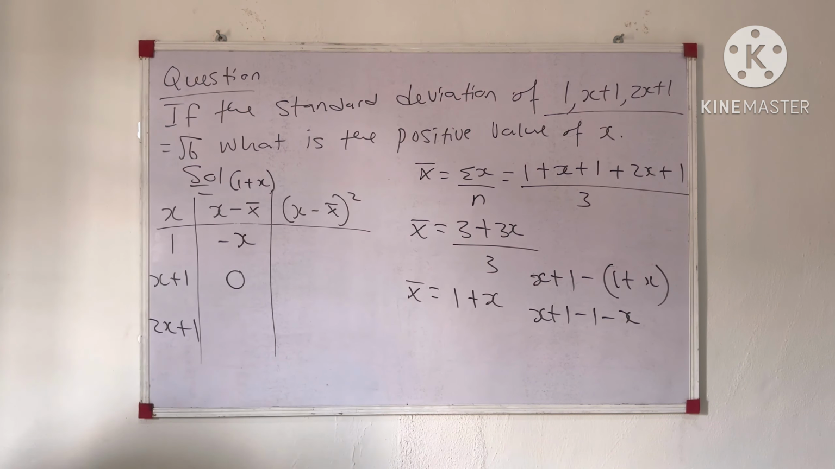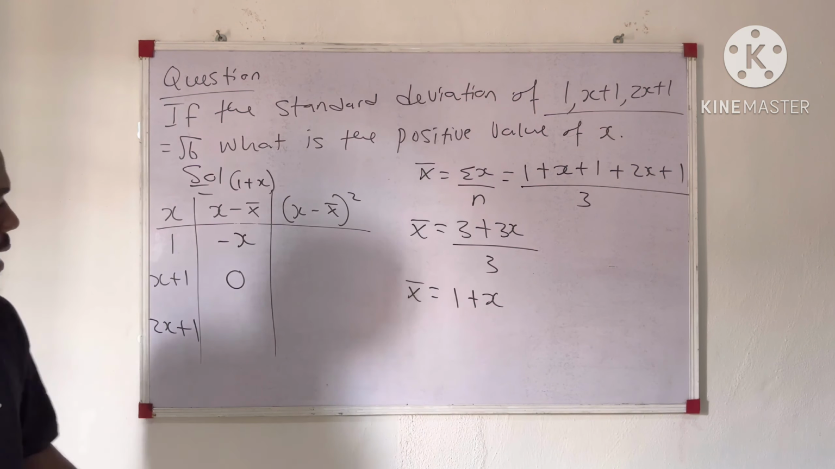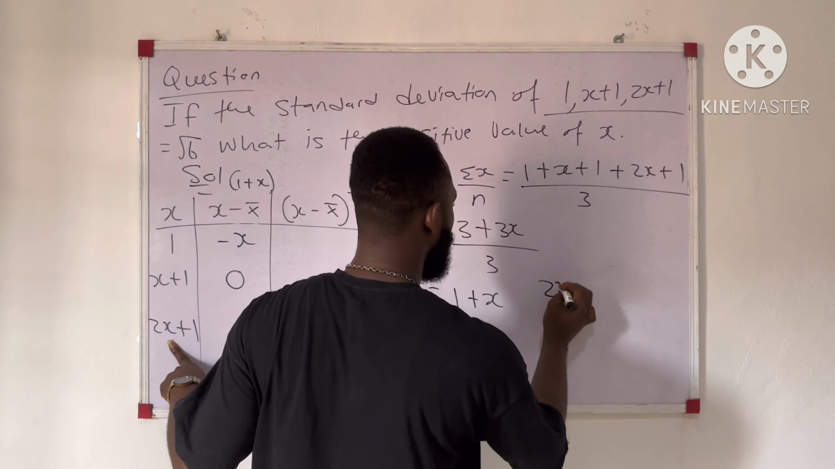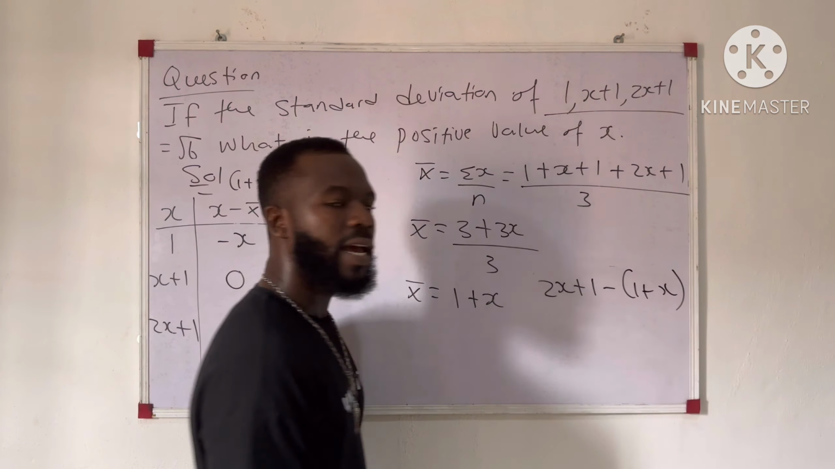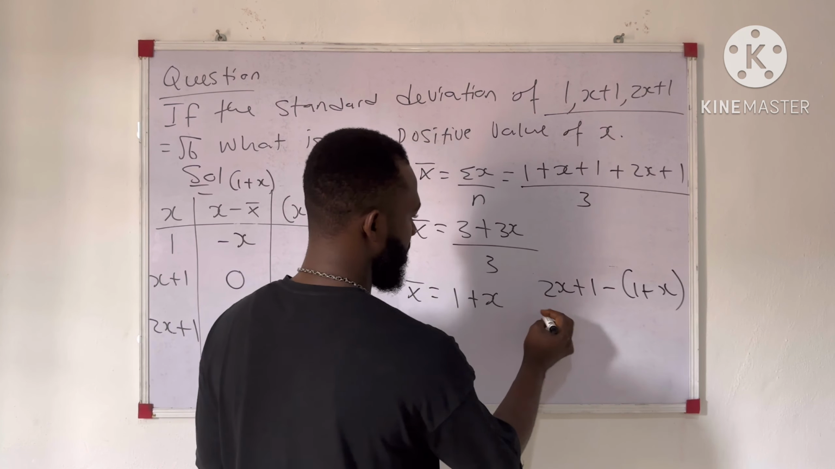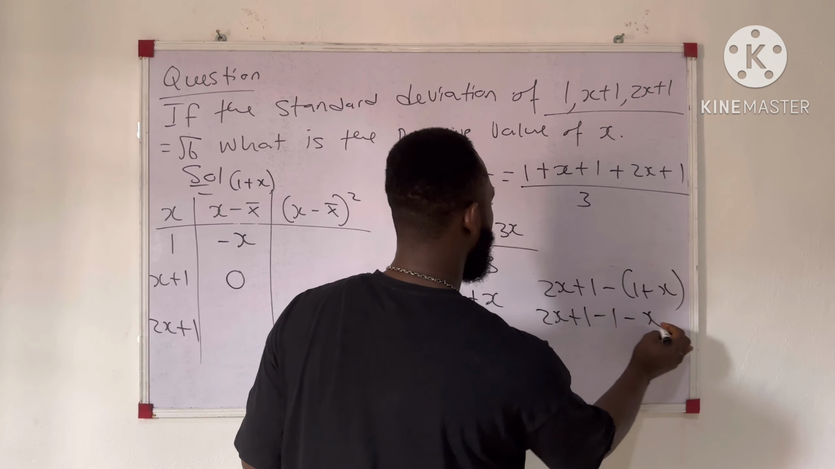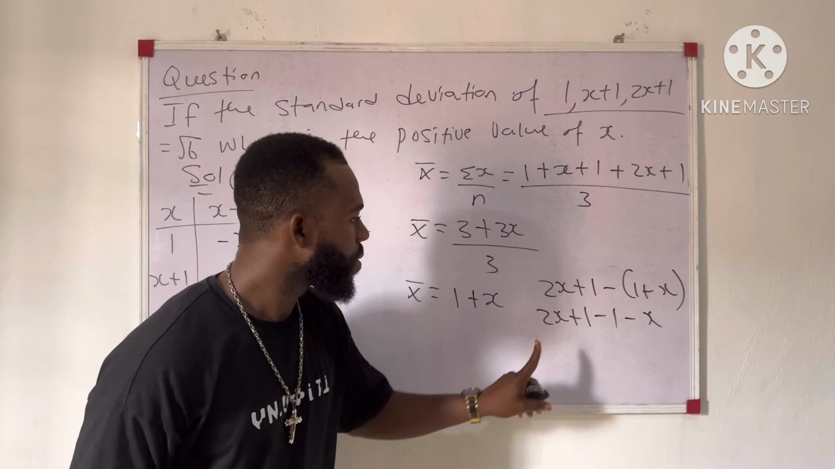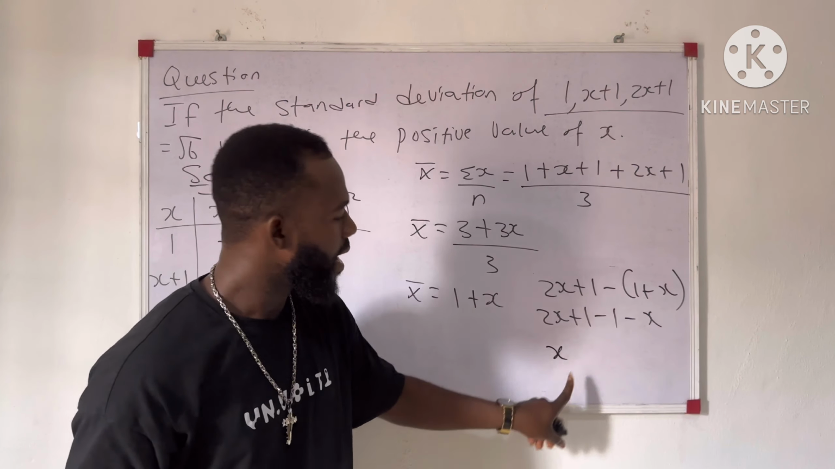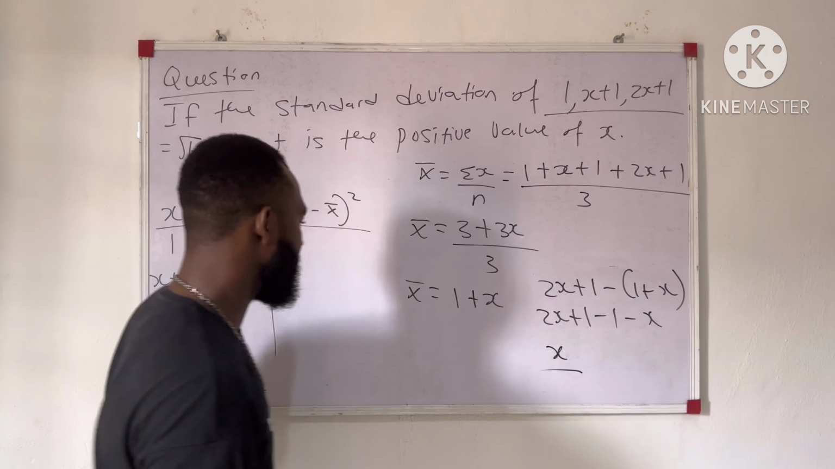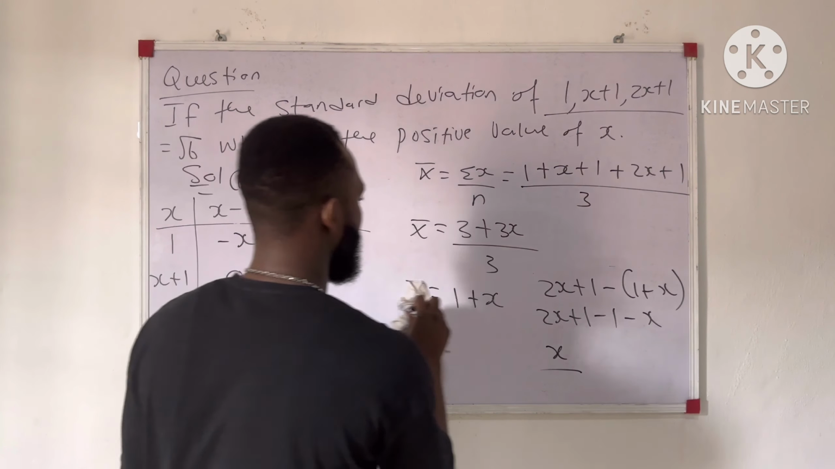So let's look at the last row. Again, same method, same pattern. Now, x there is 2x plus 1 minus our mean, which remains 1 plus x. Again, we open the bracket. 2x plus 1 minus times 1 gives us minus 1, and minus times x gives us minus x. So 2x minus x gives us x, alright? And 1 minus 1 gives us 0. So what do we have left there? x. This is as simple as it looks.